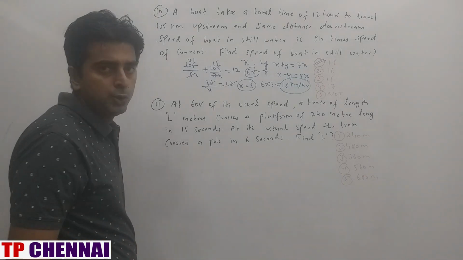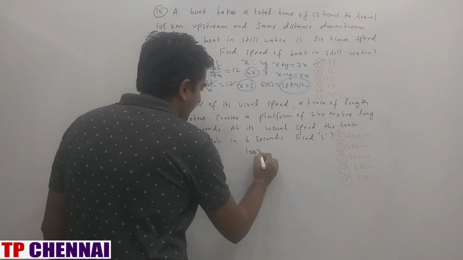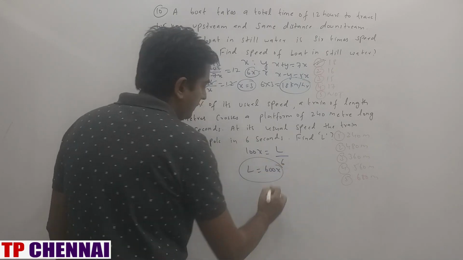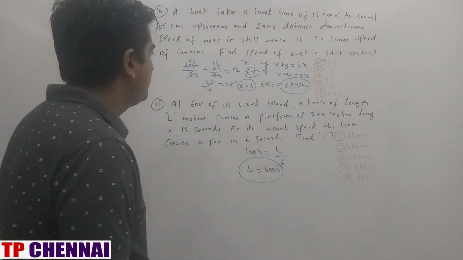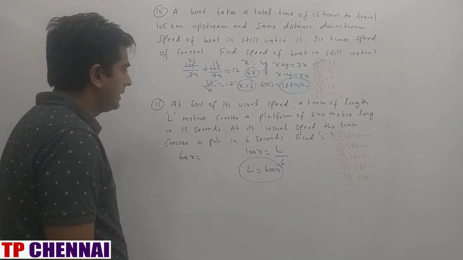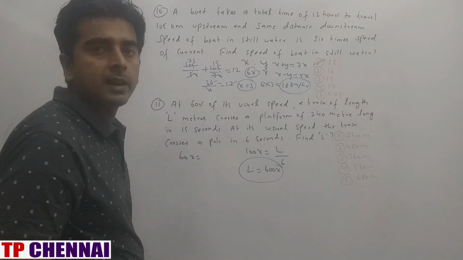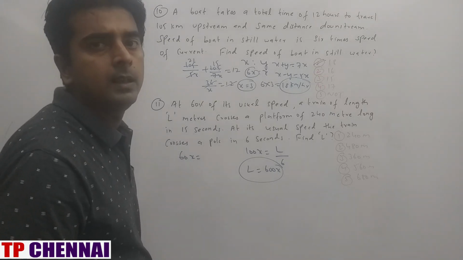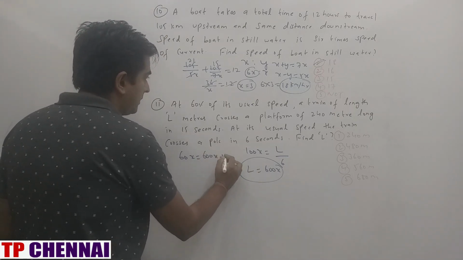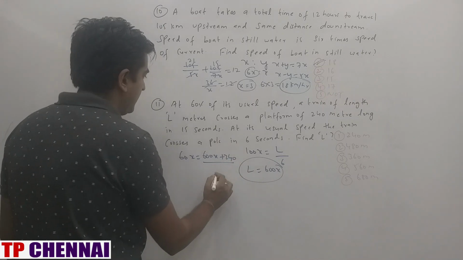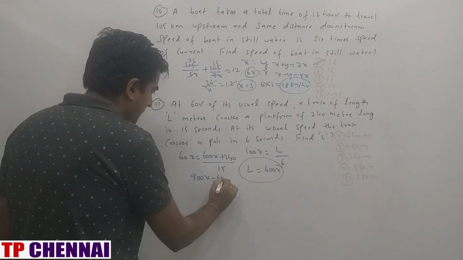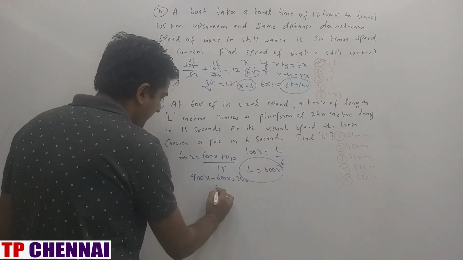I am saying that the usual speed of the train is 100x. Length of the train is L and time is 6. L is equal to 600x. Now first line, at 60% of its usual speed, so 60x, a train of length L crosses a platform. So whenever a train is crossing a platform, what is the distance covered by the train? Length of the train plus length of the platform. Length of the train is 600x plus length of the platform is 240, and time is how much? 15. Cross multiplication, 900x minus 600x is equal to 240.